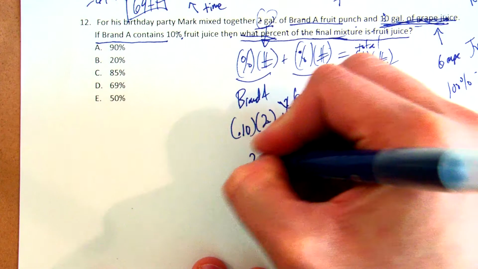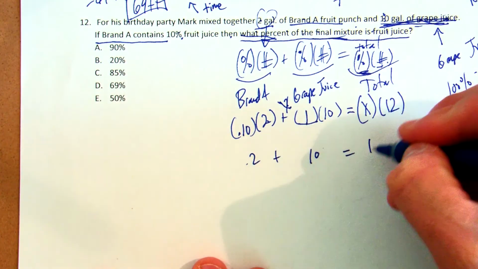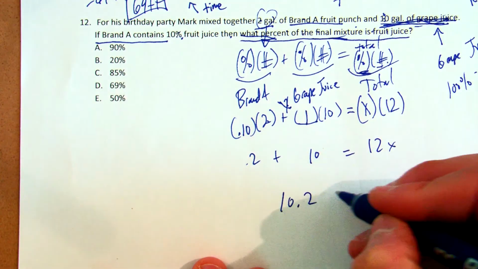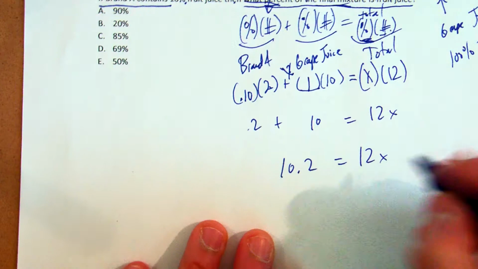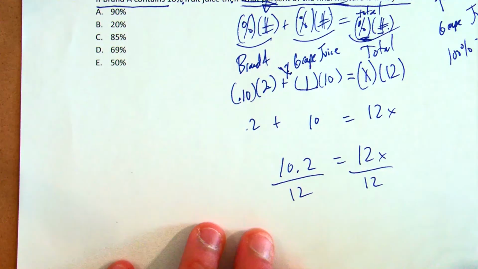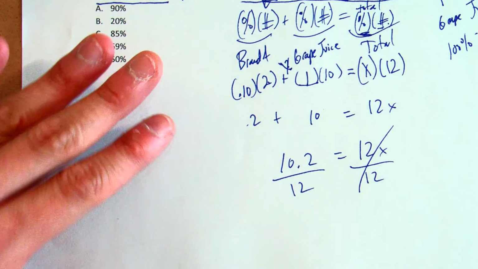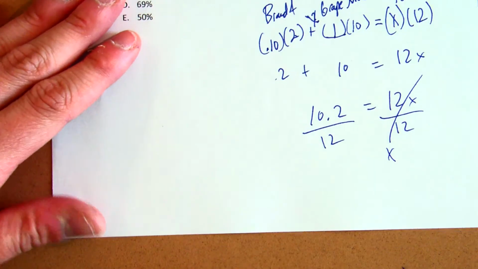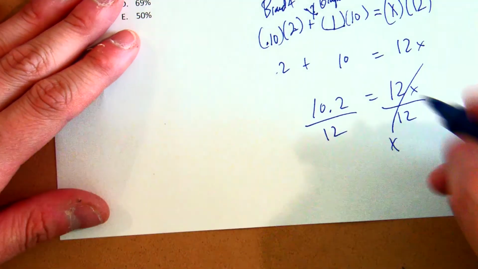So we get 0.2 plus 10 equals 12x. That's 10.2 equals 12x. You divide by 12 here. So at this stage, you could use a calculator. I'm going to not use a calculator. I'm going to show you a little trick here.